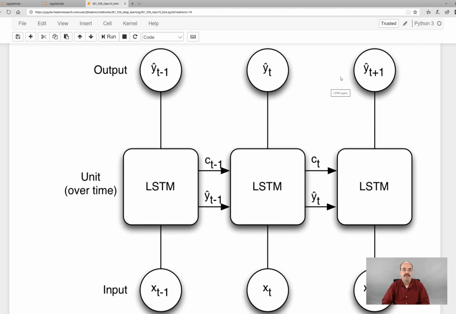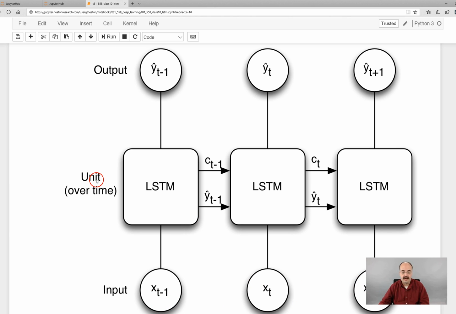This is a diagram of the LSTM. You have your output, which is essentially y hat, for the current time, previous time, next time. Now this is not 3 different LSTMs. This is the same LSTM, and the LSTM is like a neuron in the network. You'll have multiple LSTMs, just like you have multiple hidden neurons. And you have input. This is the input over time. So you just have a single input value for the current, previous, and next.